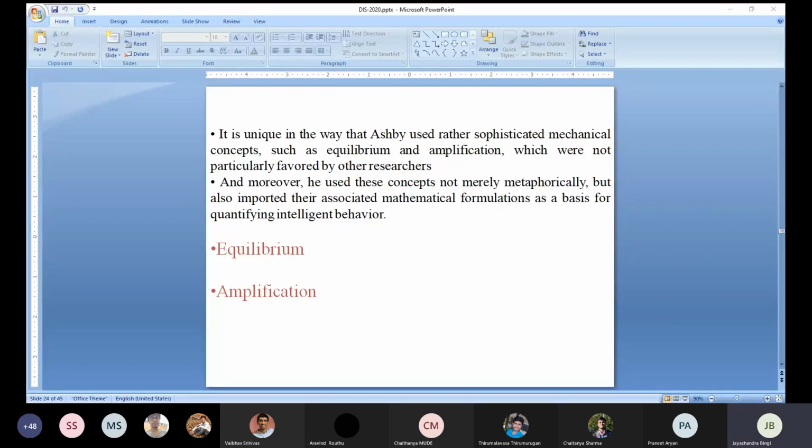So now you tell me, what is equilibrium? Have you heard about equilibrium, or is it a new term? Anyone? What is the definition of equilibrium? You can speak.